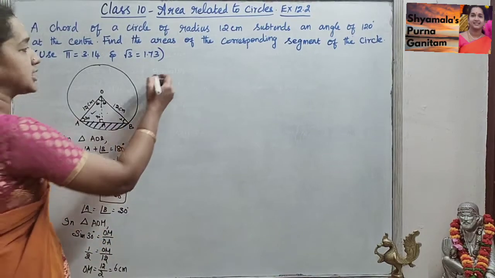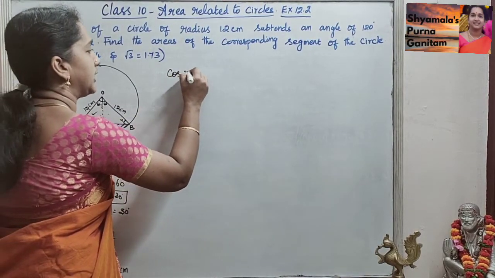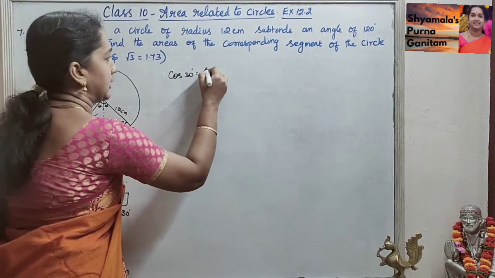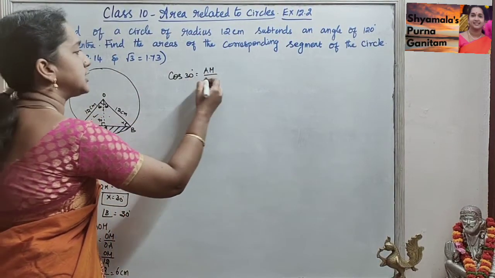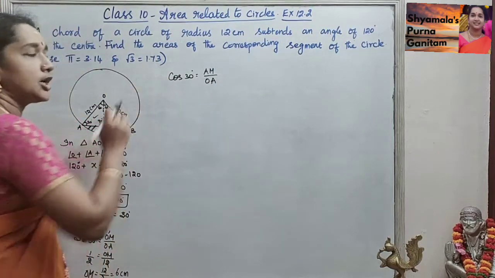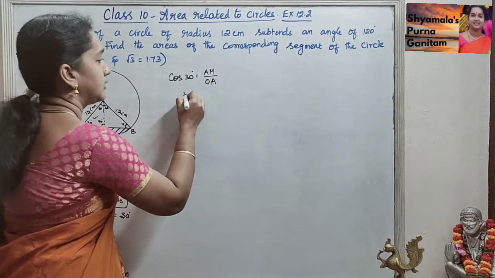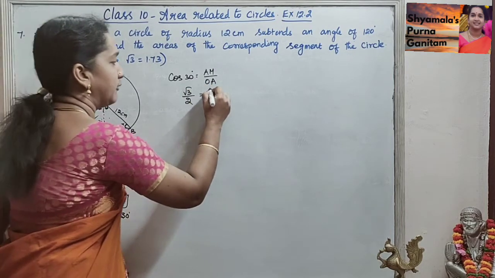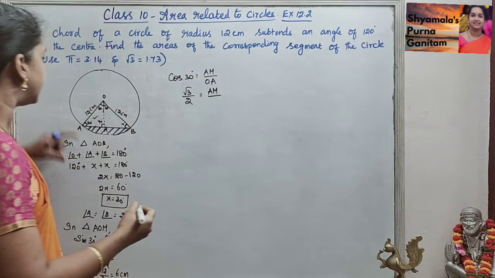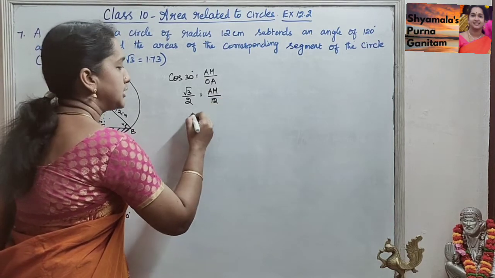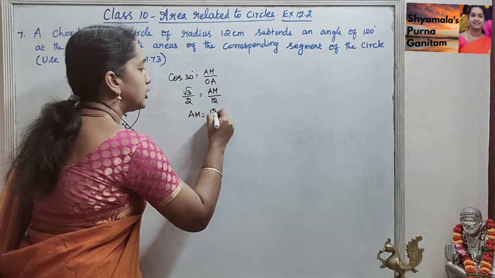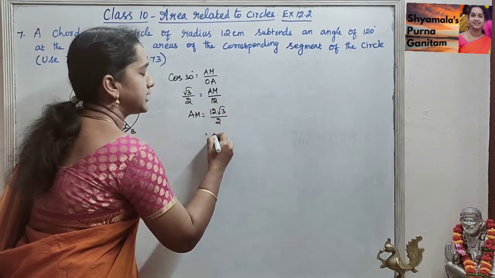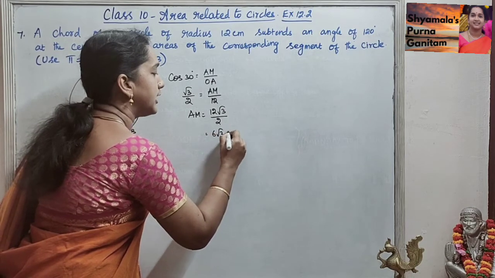Now we will find the cos value, that is cos 30. So cos is adjacent by hypotenuse. Adjacent is AM, hypotenuse is OA. Cos 30 value is root 3 by 2 is equal to AM by OA. We have to find that AM value only. OA is given as 12. So AM is equal to 12, and when we cross multiply this, we will get 12 root 3 by 2, which is equal to 6 root 3 centimeter.